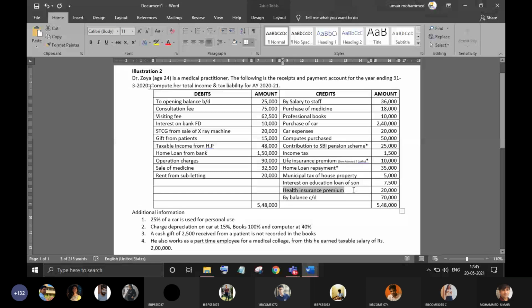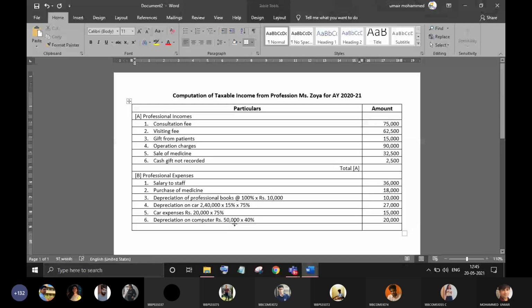So is there any expenses which we have missed out in the adjustment? The answer is no. We have incorporated all the expenses. So anybody who has got the total of all the incomes?